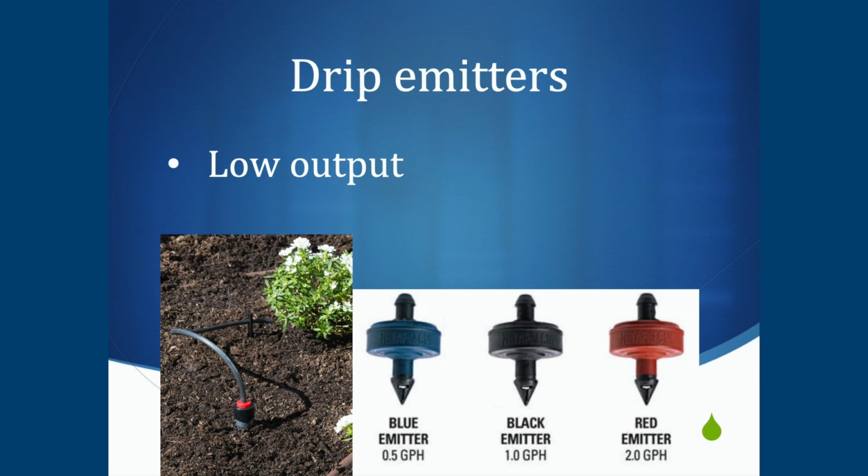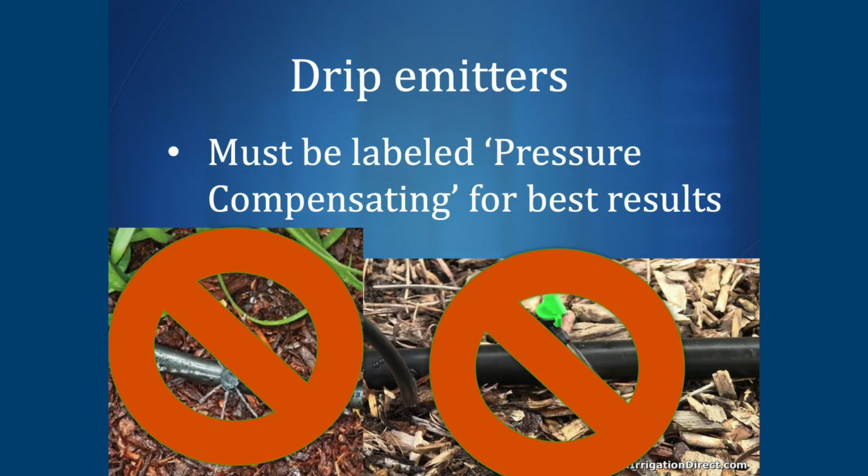The best drip emitters to have are going to be labeled pressure compensating. And basically what that means is the pressure at the beginning of the line and at the end of the line is going to be much more even. So if you have your water source at one point at the beginning, and then you have drip emitters all along the line, there's a potential that that last drip emitter may not be getting enough water unless you have drip emitters labeled pressure compensating.